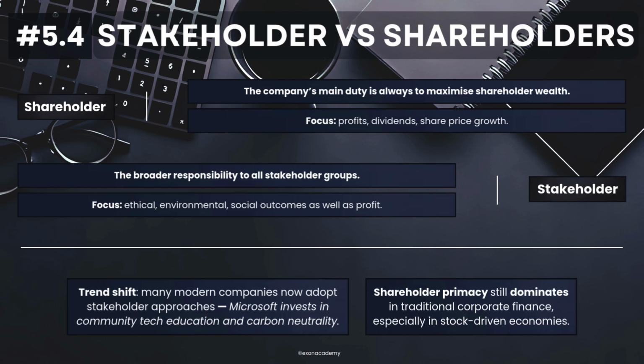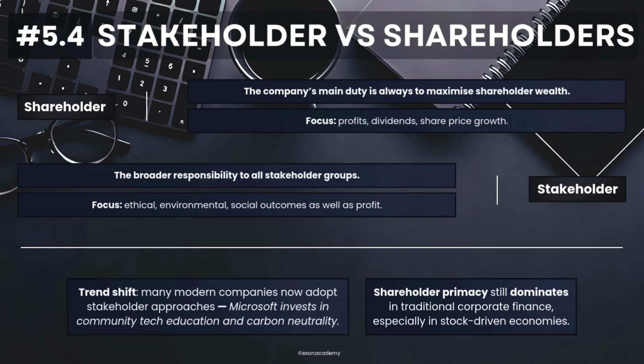The stakeholder model, on the other hand, argues that businesses have a responsibility to everyone they affect, not just investors. That includes employees, customers, communities, and even the environment. In recent years, more and more companies are moving towards the stakeholder model. For example, Microsoft has committed to becoming carbon negative by 2030 and has invested heavily in education programs for underserved communities. These actions show that a business can be both successful and socially responsible.